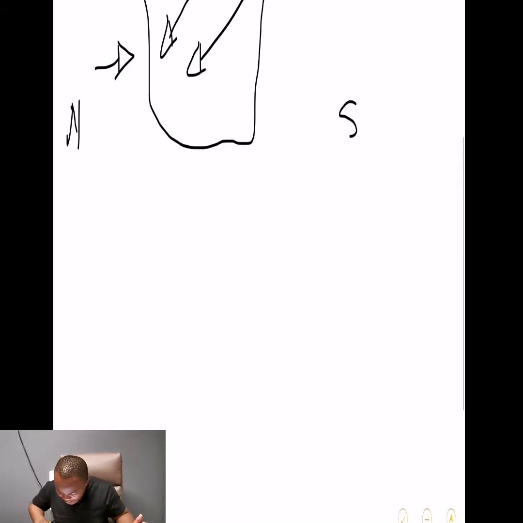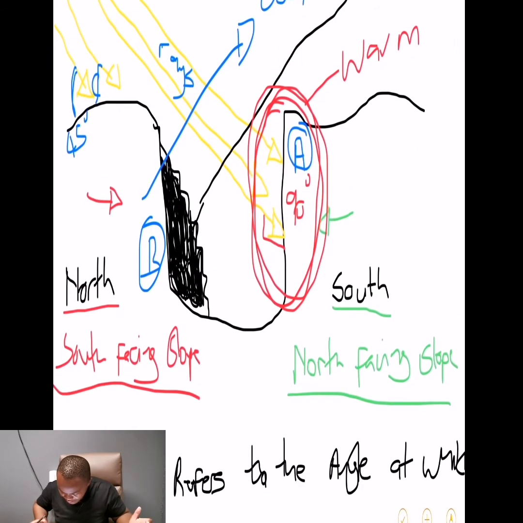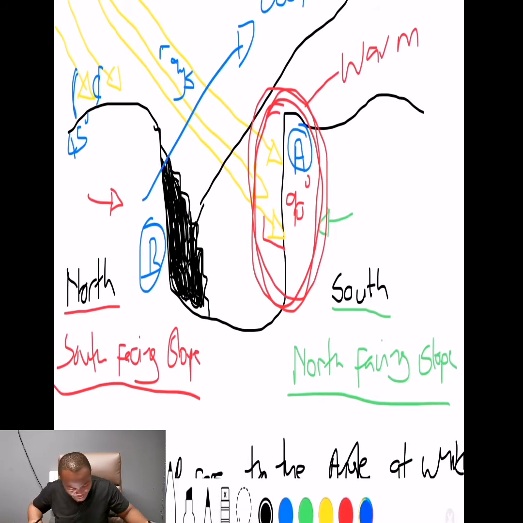Just so you guys have understood now the weather within this valley: the north-facing slope is receiving the direct insolation and the south-facing slope is receiving an oblique insolation. You can now tell that the north-facing slope is warm, and then we have our south-facing slope that is cooler.